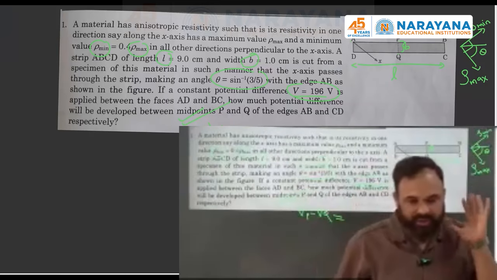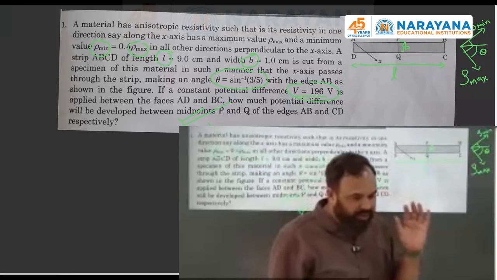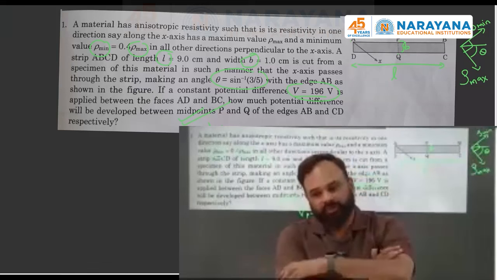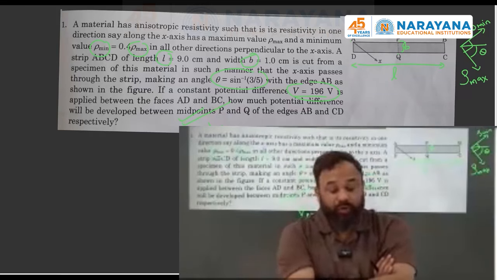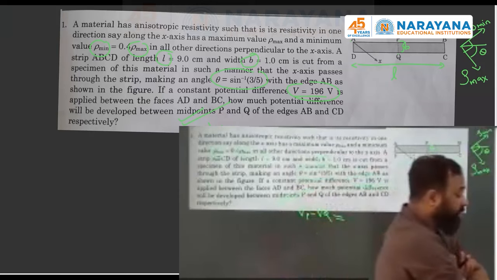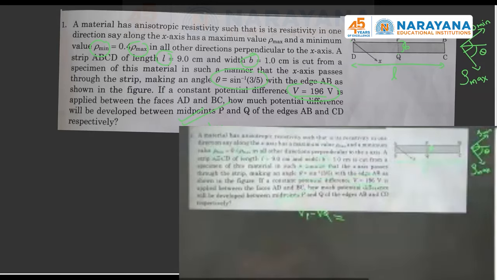Observe that the point is we know the concept of current density, and here, because rho or sigma are different in different directions, so use the vector concept. I mean, use current density instead of current. It will help you out.